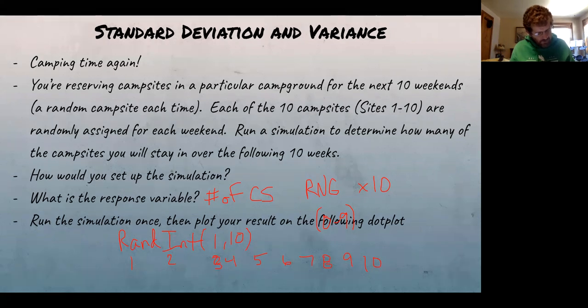So random number from 1 through 10, I put that in my calculator. I got a 7, so I'm just going to put a tally mark there. I got a 1. I got an 8. That's third, fourth, fifth, sixth, seventh, eighth, ninth, and 10th. So there's all 10 components of my simulation, and it looks like I stayed at these campsites. So that was 7 different campsites. That's my response variable. So I want you guys to run through that.